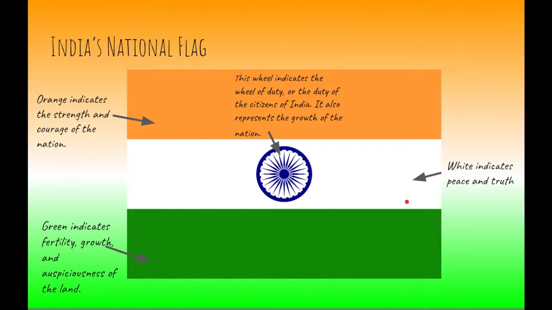This white indicates the peace and the truth of the nation. Orange indicates the strength and the courage of our nation, how we've built up, how we've got that. And green indicates fertility, growth, and the auspiciousness of the land.